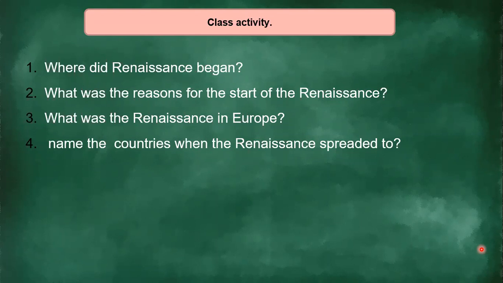Let's move to number three. What was the Renaissance in Europe? This is like a definition. What is the Renaissance? What was the Renaissance in Europe? On the group chat, we have Awetu. Awetu says it's a rebirth or change.